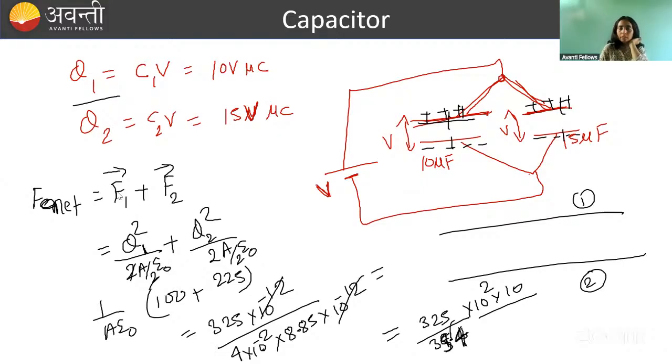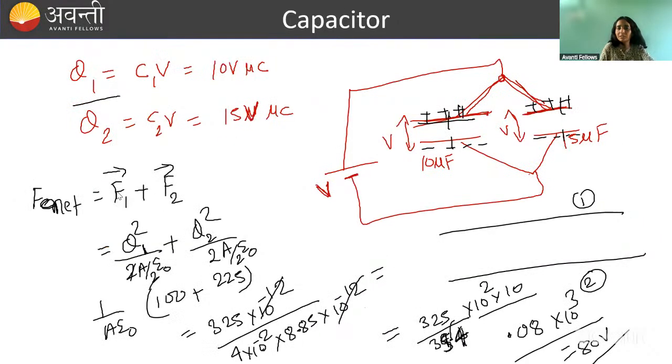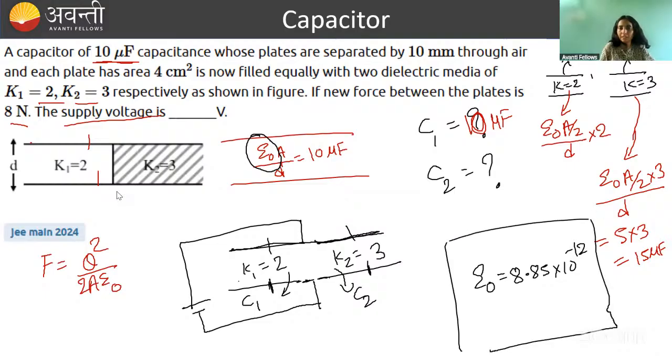Not point 8, 0.08. So this is 0.08 into 10 to the power 3 approximately. So this will give you 80 volt. So in the case of capacitor, when epsilon naught is there, calculation gets a bit lengthy, but it was not lengthy. You just simply need to multiply it, divide it. Nothing more than that. This is 8.85 into 10 to the power minus 12 with proper unit. So this thing you should remember.